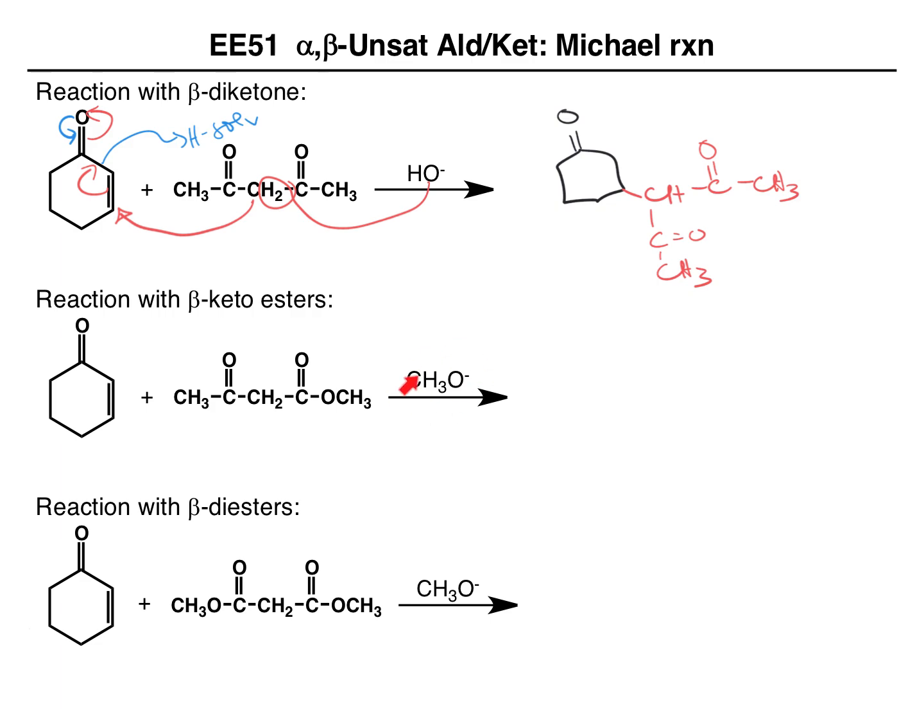Next, if we carry out the reaction with a beta ketoester, notice this time we are using an alkoxide base to match the ester. So the methoxide can grab off a proton, generating the enolate, which is going to add 1,4, and that is going to lead to the 1,4 addition product.